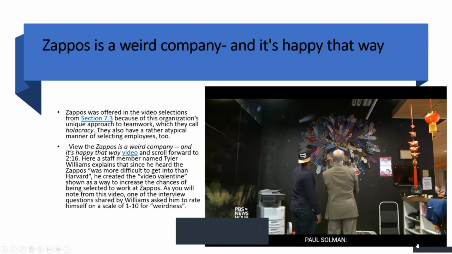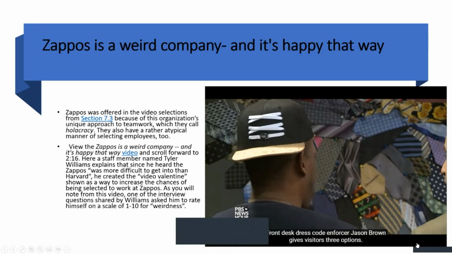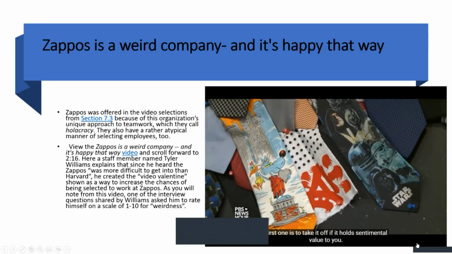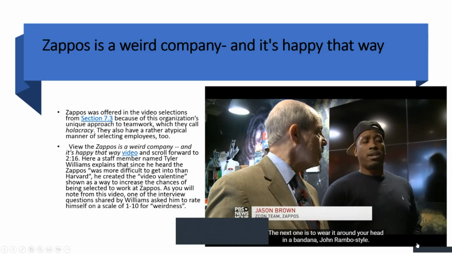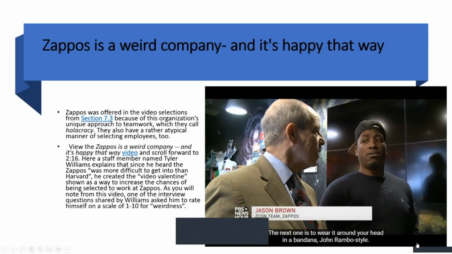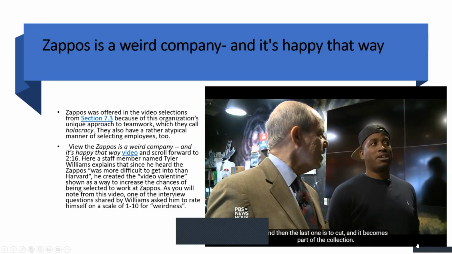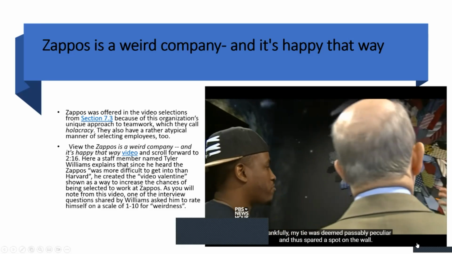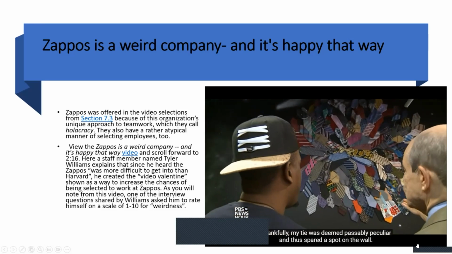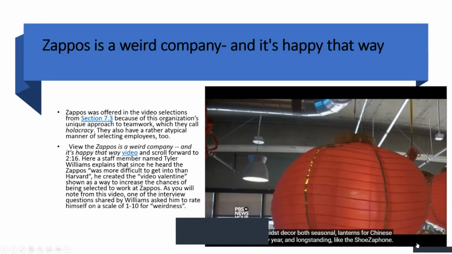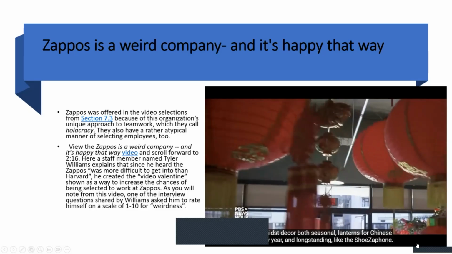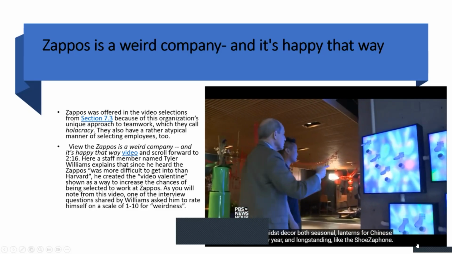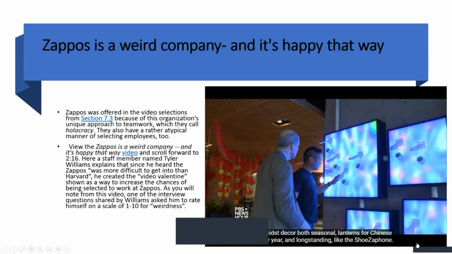Front desk dress code enforcer Jason Brown gives visitors 3 options. First one is to take it off if it holds sentimental value to you. The next one is to wear it around your head in a bandana, John Rambo style. And then the last one is to cut it and it becomes part of the collection. Thankfully, my tie was deemed passably peculiar and thus spared a spot on the wall. Amidst decor both seasonal, lanterns for Chinese New Year, and long-standing, like the shoesaphone.